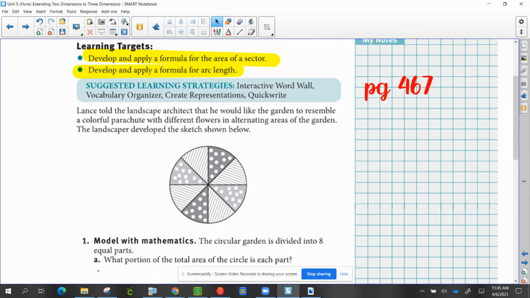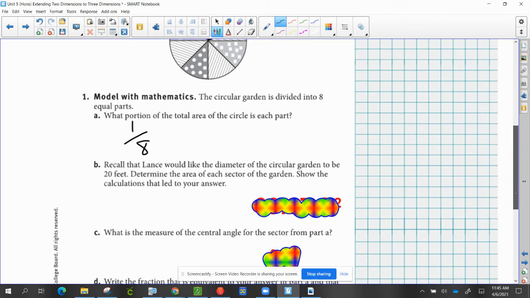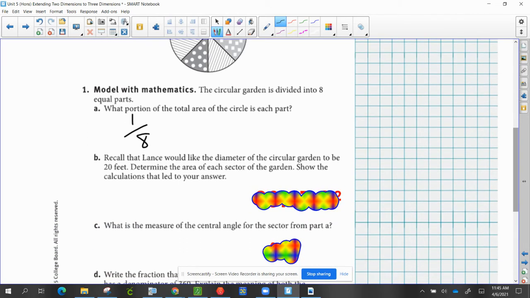So if we have our whole circle, they're saying what is one portion then? So if we just look at maybe this portion, what portion of the total area is that? Well, that's just 1/8 of the area, right? The whole circle is divided into 8 equal parts. Now, we didn't do the previous section in the book, but it said that Lance would like the diameter of the circle to be 20 feet. Determine the area of each sector of the garden.